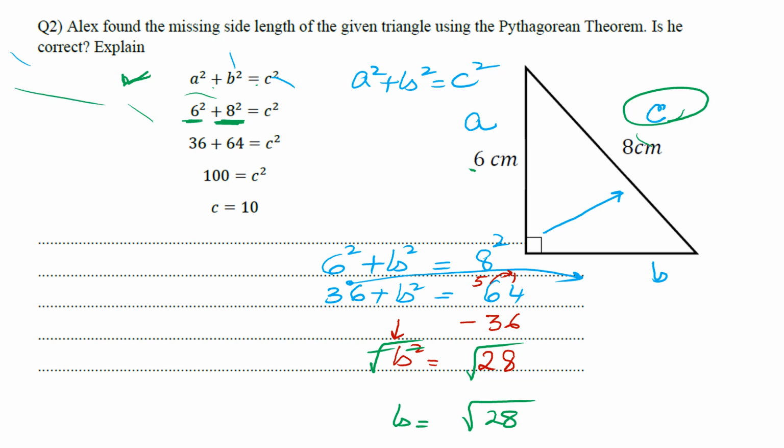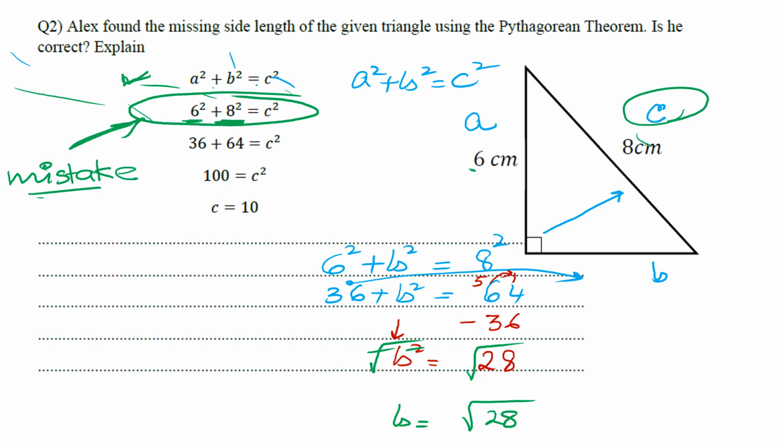So where is the mistake? Let's circle that here is the mistake. So what is the mistake? Rather than C, he said that 8 is the value of a leg, whereas C is the hypotenuse.